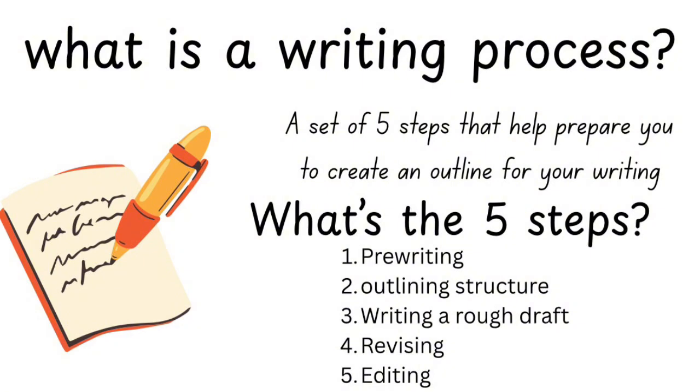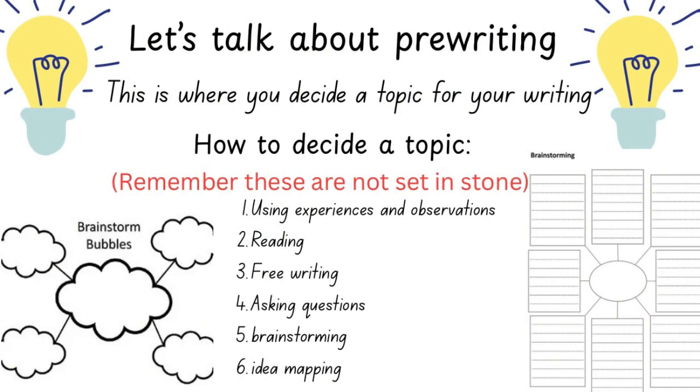But we have 5 steps that go into this. So we have pre-writing, outlining structure, writing a rough draft, revising, and editing. So let's talk a little bit about what pre-writing is. Pre-writing is where you decide a topic for your writing. And this is super important because this is the base of your writing.